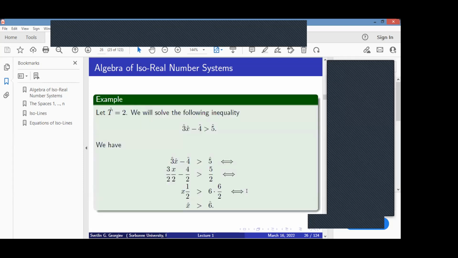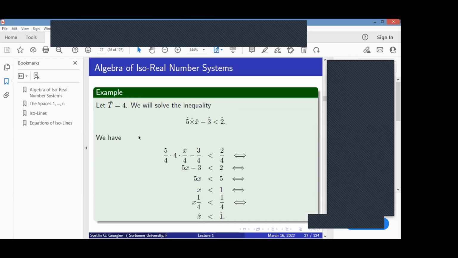Here I will give an example in the case when the isotopic element is equal to 2. If we consider this inequality, 3x minus 4 is greater than iso real number 5. In the classical case, we get that x is greater than 3. But in the iso case, after we follow all rules for the iso multiplications and for the iso division, we get that x-hat is greater than 6-hat. We have a difference with the classical case.